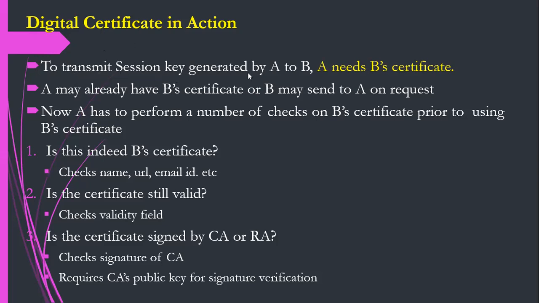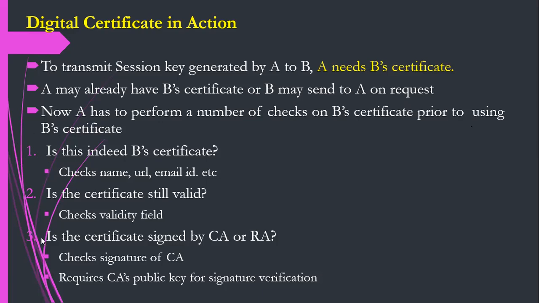So to transmit the session key generated by A, A must send the session key to B. What does A need? B's certificate. A may already have B's certificate, or B may send it to A on request. But A must have B's certificate to send the session key. That is the requirement. Now A has to perform a number of checks on B's certificate prior to using it, because A must trust that the certificate received is valid or not. That is the context.